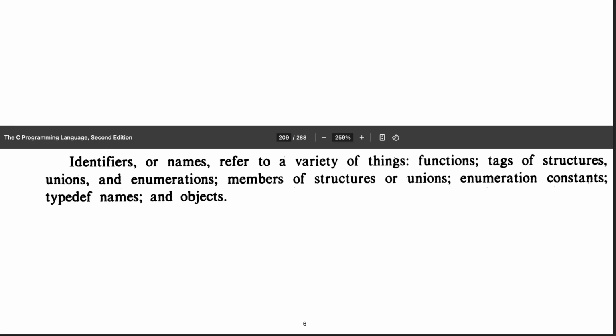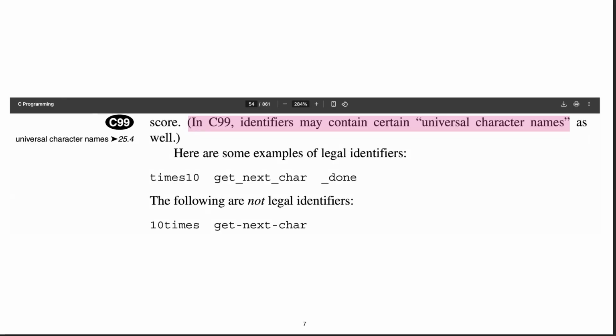So identifiers or names may refer to a variety of things. It can be functions, which you will study later, tags of structures, unions, enumerations, variable names, members of structures or unions, enumeration constants, and so on. So anywhere the programmer needs to provide their own names, we need the concept of an identifier. In the C99 version, identifiers may also contain universal character names.